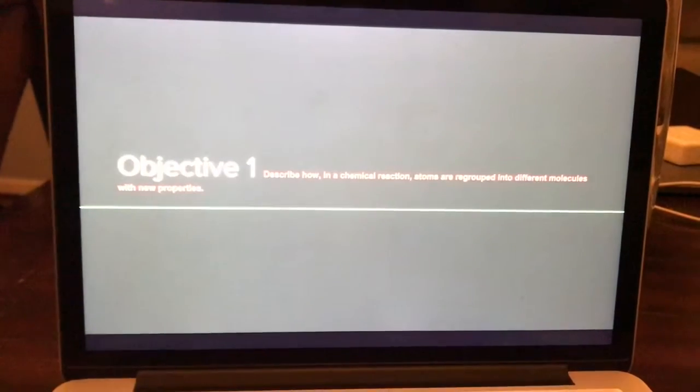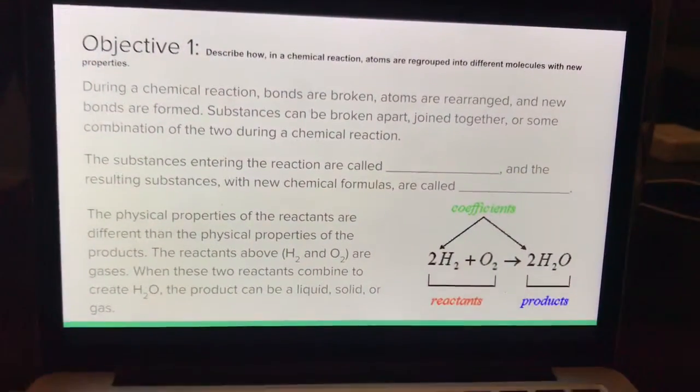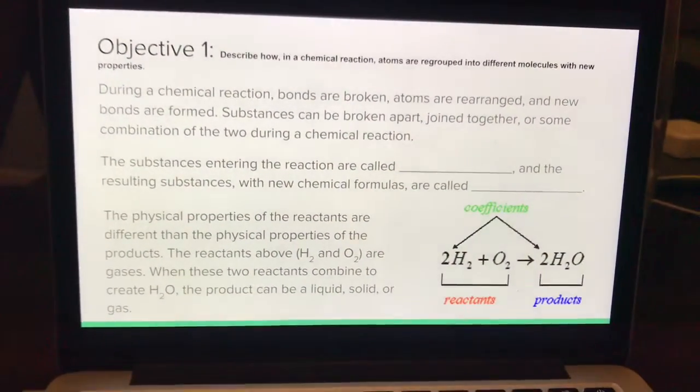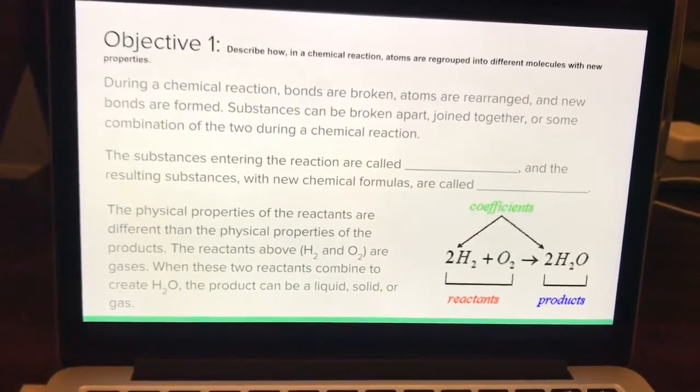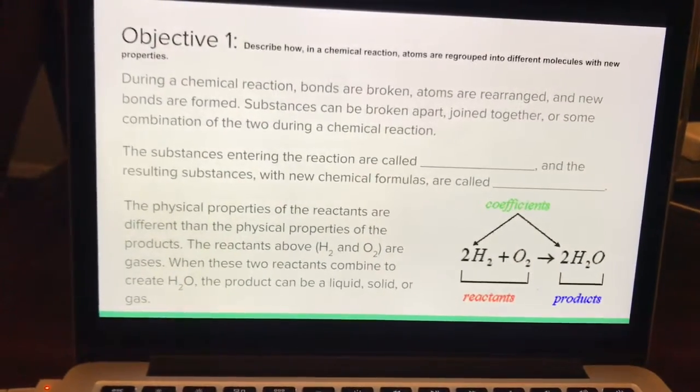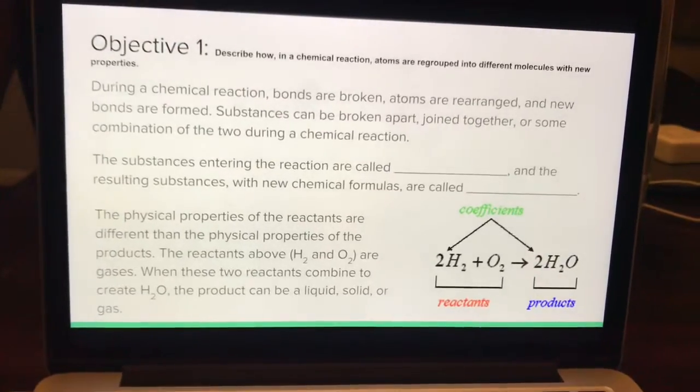So for objective 1, you can feel free to take notes and pause the video, or you can follow along. These slideshows have been emailed to you in the whole presentation for today, so you have access to them there as well.